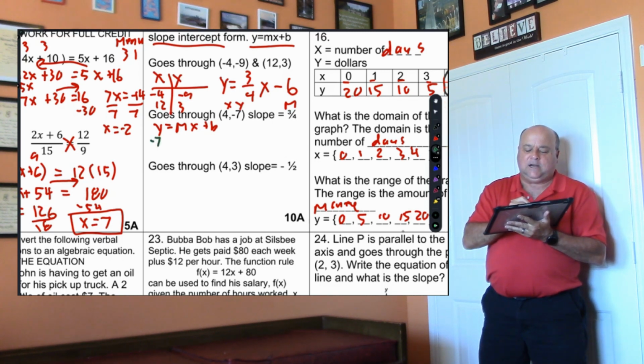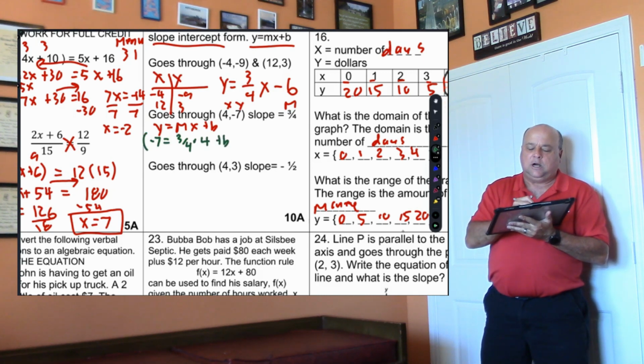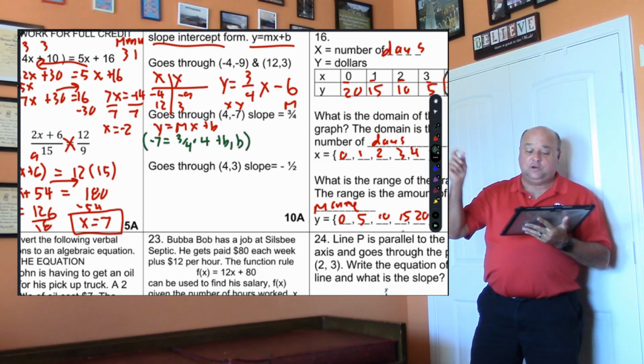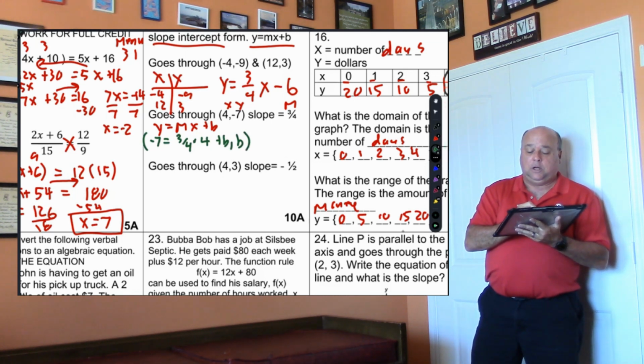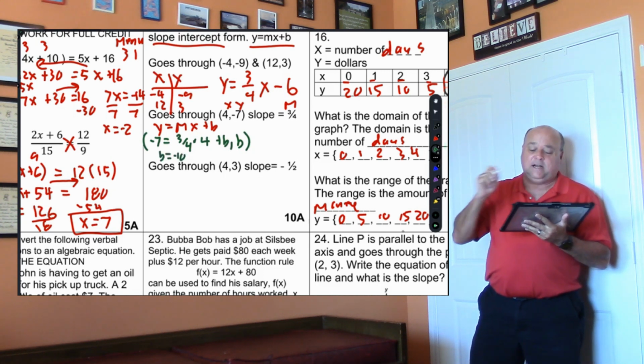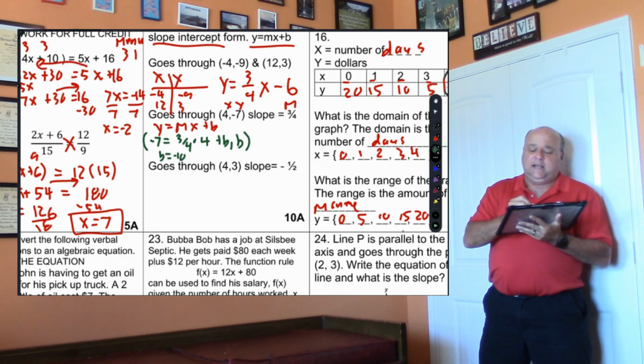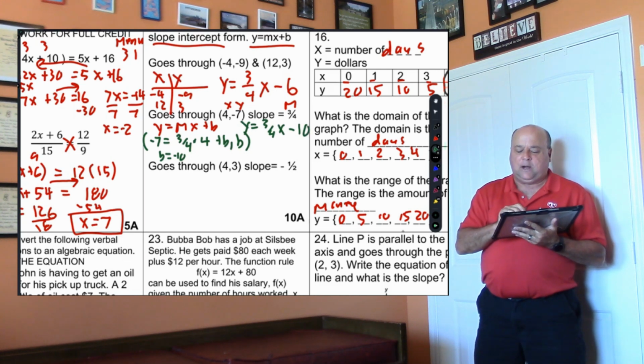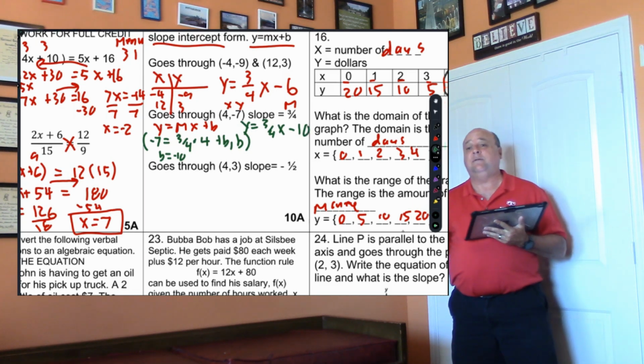So our y is negative 7, our slope is 3/4, times our x is 4, plus b. You're going to put this into Inzolve and solve for b. I'm going to do it by brain. This is 3, move the 3 over. b is going to end up being negative 10. Okay, so we're going to have y equals 3/4 x minus 10. So if I were to put 4 in here, I would get negative 7 as the answer.